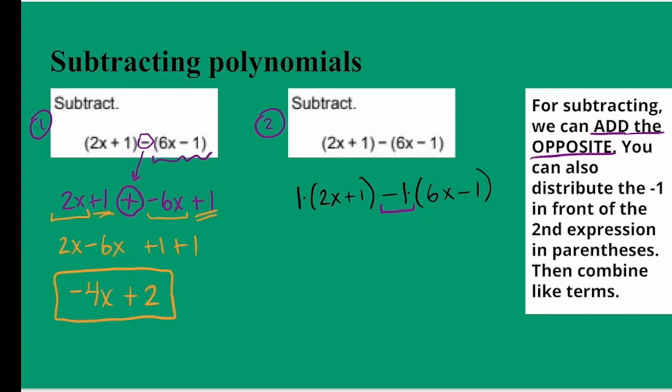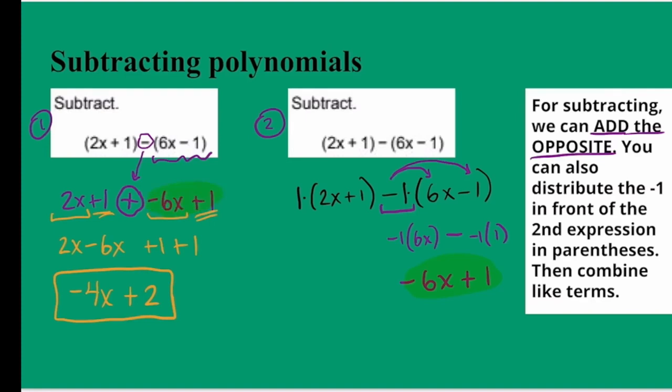So that negative 1 gets distributed to both of these. So it's pretty much negative 1 times 6x minus the negative 1 times the 1. So this whole right side simplifies to negative 6x plus 1. Negative 6x plus 1 is the same as this, negative 6x plus 1. So they give you the same parts.